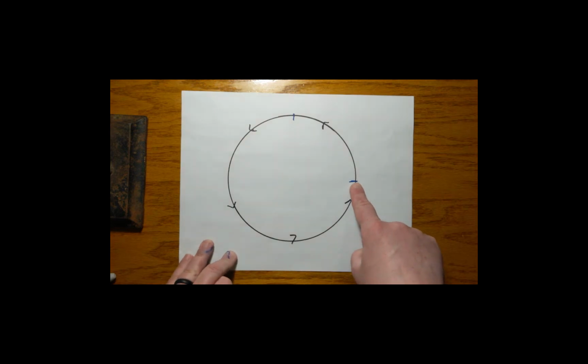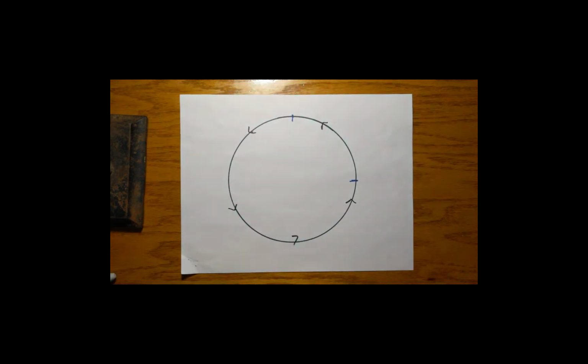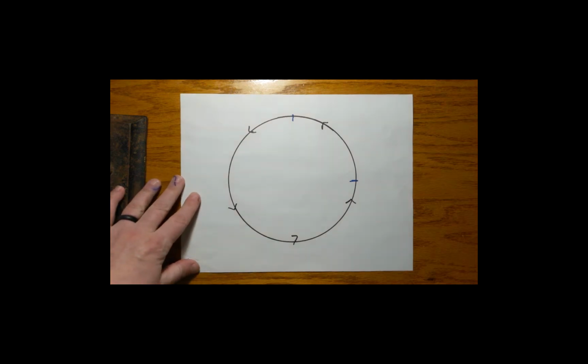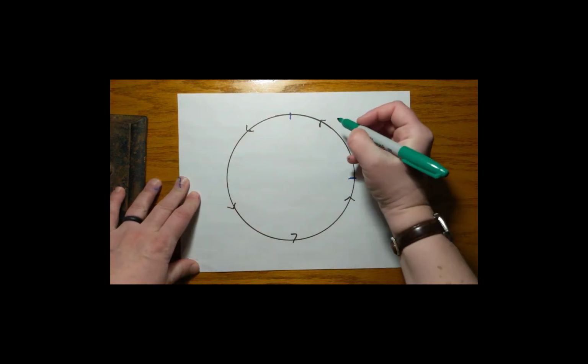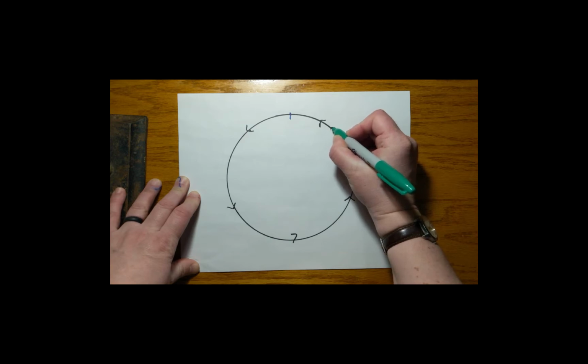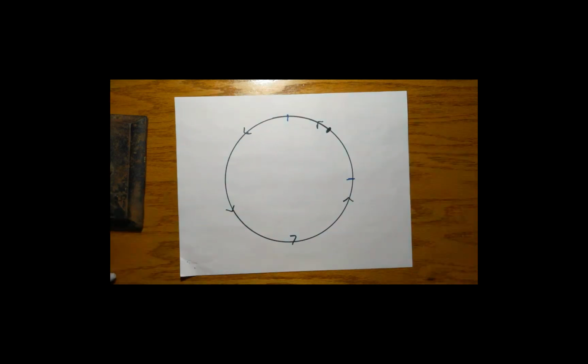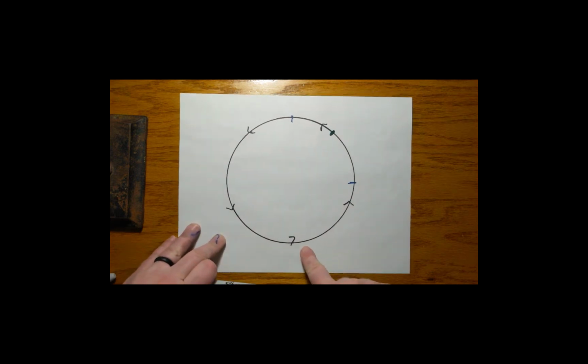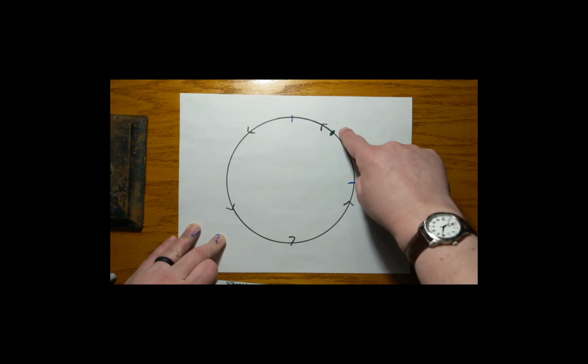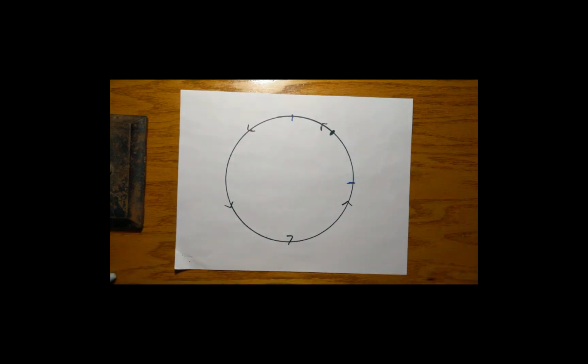So I've picked out 2 points on my circle. If I find the change in velocity between those 2 points, that's going to give me the average acceleration at a point in the middle of the two of them. Now this circle is meant to represent an object traveling counterclockwise with a constant angular velocity.